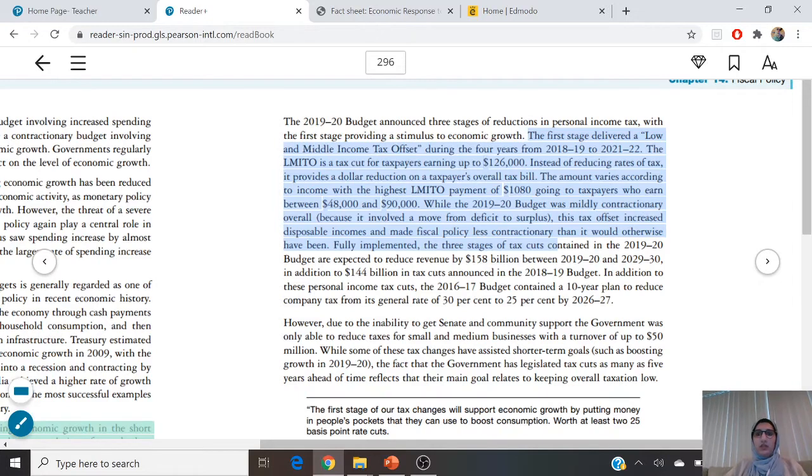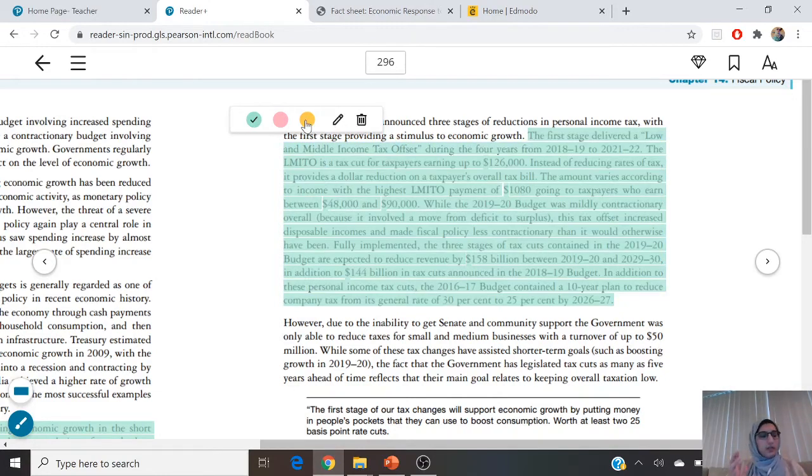Fully implemented, the three stages of tax cuts contained in the 2019-2020 budget are expected to reduce revenue by $158 billion. Again, all of this was done just because we had a budget surplus. This can't be done now because we are in a massive deficit. However, I think the government would still consider this purely because they need to increase spending to increase economic growth, if the government can afford it. However, I doubt that the government can.